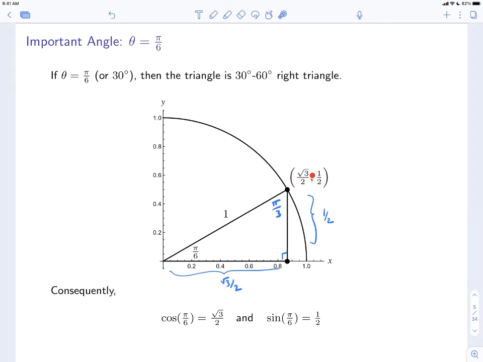Consequently, the x-coordinate is square root of 3 over 2, so that's the value of cosine at pi over 6. The y-coordinate is 1/2, so sine of pi over 6 is 1/2. And that's what you get if theta is equal to pi over 6.